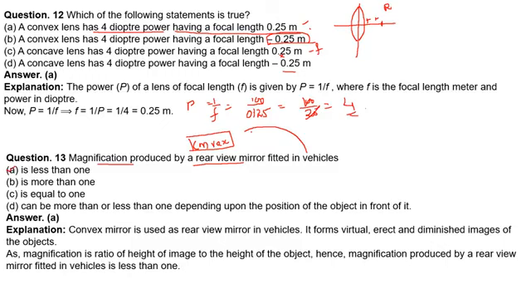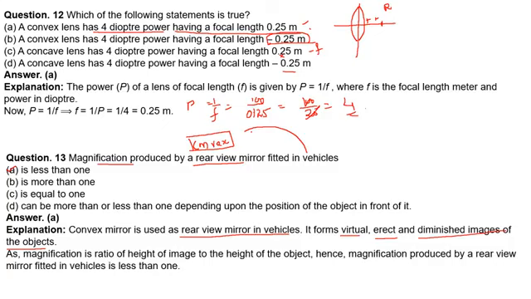Here let me read the explanation. Convex mirror is used as a rear view mirror in vehicles. It forms virtual, erect and diminished images of the object. This is the purpose of my rear view mirror. I want to see a large view, as well as I want to see all the vehicles erect and diminished.